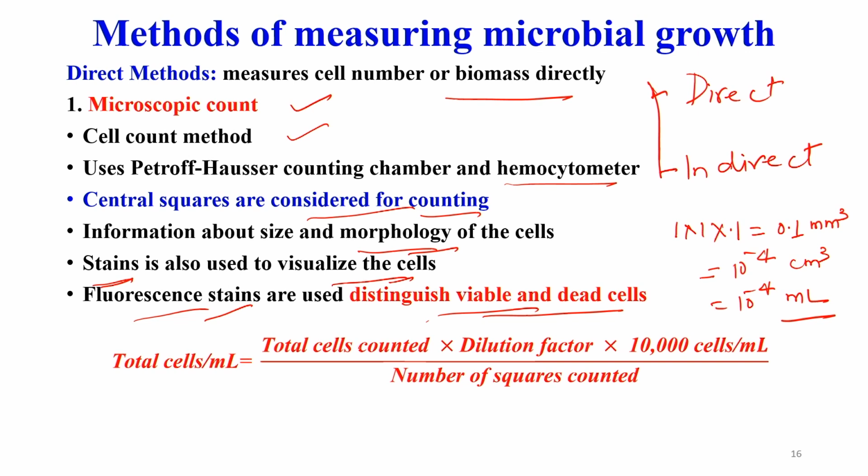So, now you have counted total cell counts in the different squares. You also have to consider the dilution factor to get 10 to the power cells per ml, because the volume of one square is 10 to the power minus 4 ml. So, let us say if you have counted 10 squares, you have to divide by 10. If you have counted 5, then you have to divide by 5.